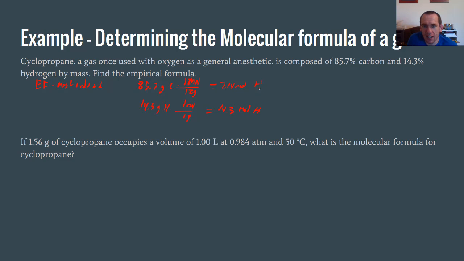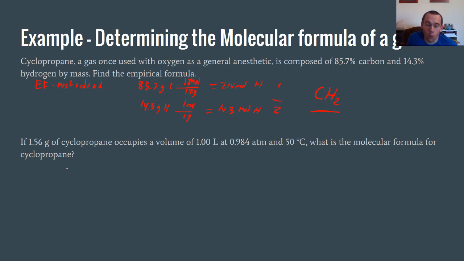And then we just need their whole number ratio, so 14.3 to 7.14 is close enough to 2 to 1 that our rounding errors are going to tell us it's 2 to 1. So that tells us the empirical formula of cyclopropane is CH2. Now, that's not the molecular formula, that's just the formula in the most reduced form.